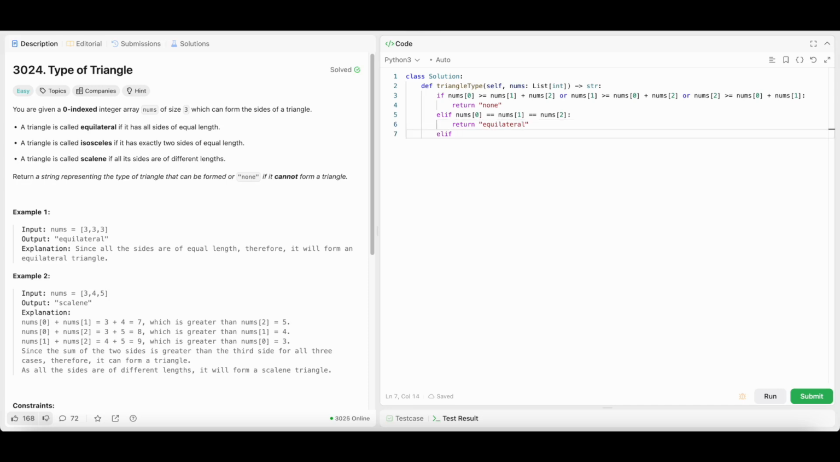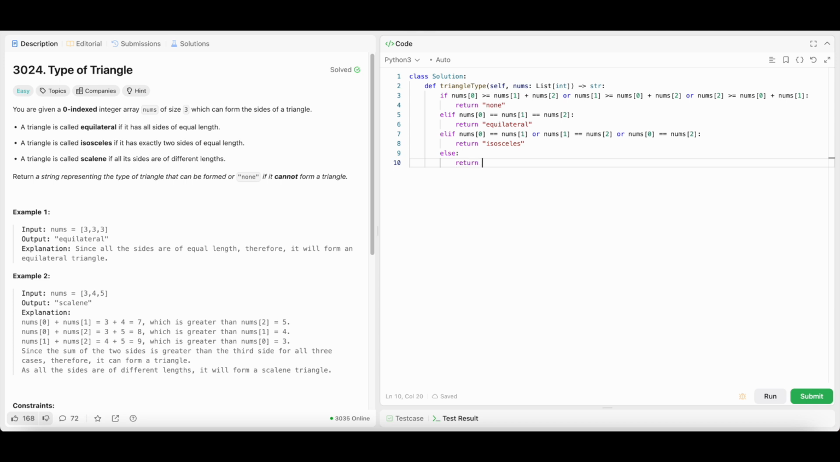Otherwise, we'll check if two of the sides are equal. So nums[0] equal to nums[1], nums[0] equal to nums[2], or nums[1] is equal to nums[2]. If that is the case, we can return isosceles. Otherwise, we'll return scalene.